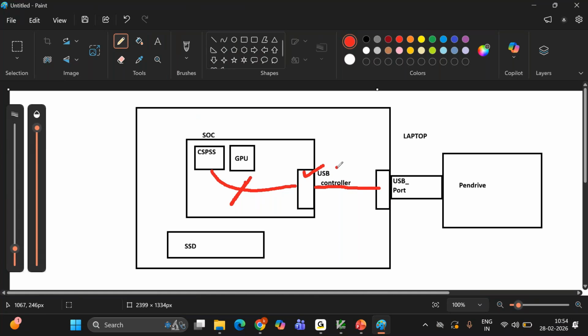We won't learn the USB controller. It is not part of your front-end verification training. Once you complete your course and get into a project, whatever you are working on in that project, that specific protocol you need to learn. That's how the learning is.